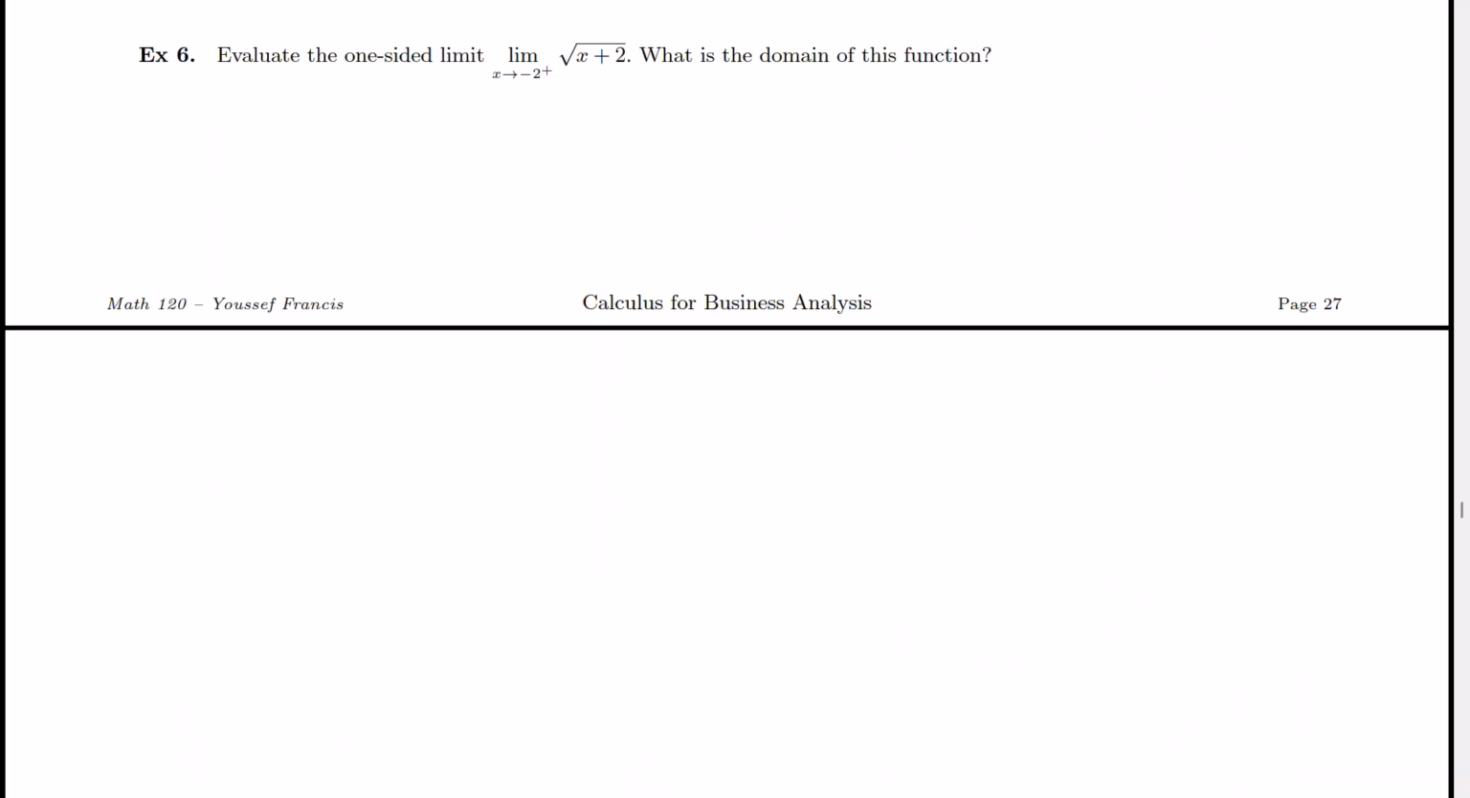Okay, the last problem I have to worry about on this page is example 6, which tells me to evaluate the one-sided limit: the limit as x approaches -2 from the right of the function, the square root of x plus 2. They want me to find out what this limit is equal to. Again, the idea is we will try to use direct substitution if we can. If it doesn't work, then we'll think about an alternative option later.